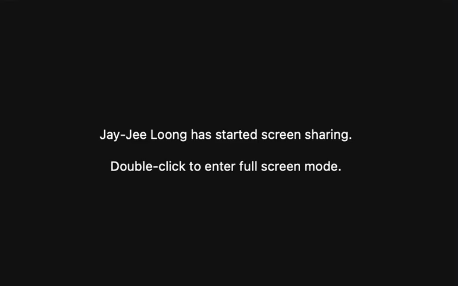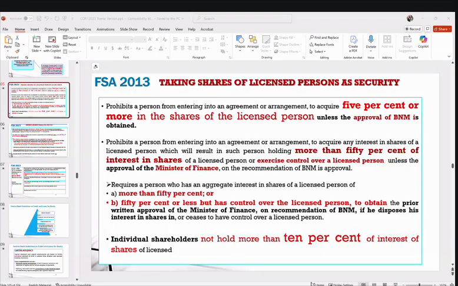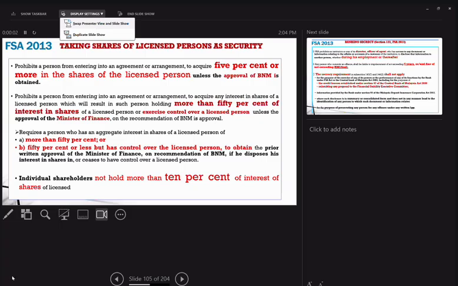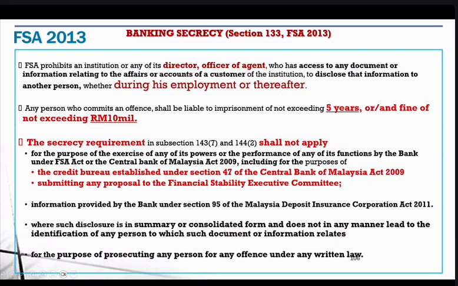If you're ready to start, let's go ahead and start slide number 106. Okay, here we go. Slide 106, this one will come up in exam.